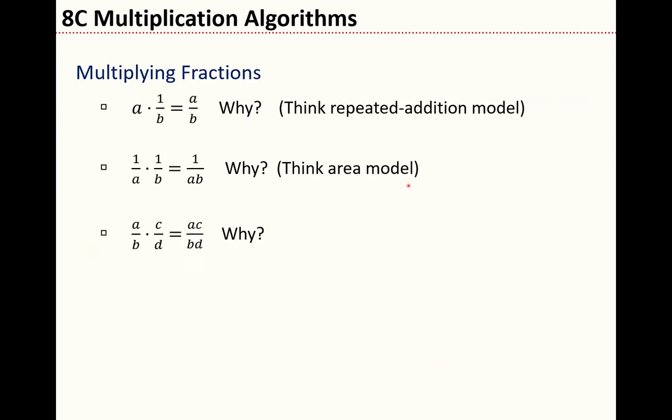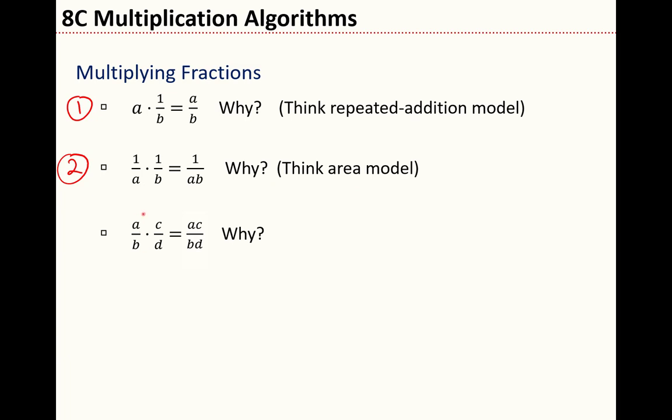Okay, so this is just the stuff repeated from the previous slide. In the first case, we can reason out that a times 1 over b is a over b because of the repeated addition model. And in the second case, we can reason out that 1 over a times 1 over b is 1 over ab, and we did this using the area model.